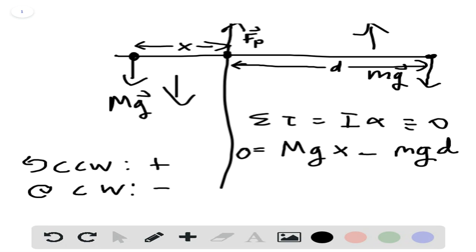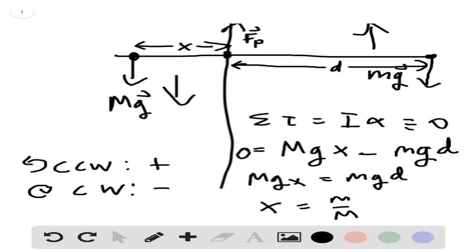Because it actually turns out that we know D. So if we have mgx on the right side, it would be equal to mgd on the left side if we added mgd to both sides. And if we wanted to find x, well then the g's would cancel if we divided both sides by g, and then if we divided by m, we'll get m over big M times d. So it's essentially a ratio of the masses multiplied by the length from the pivot all the way to the crane.